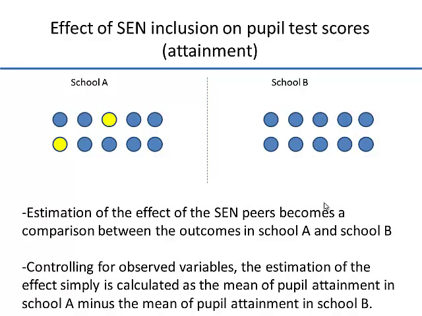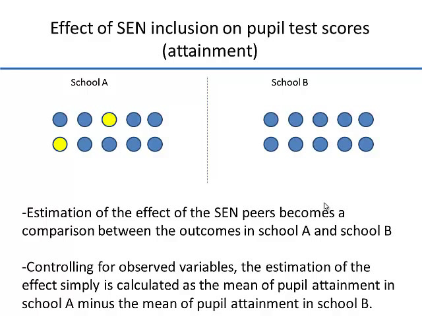And the example I've given here is quite a sort of policy issue, and it's about the inclusion of pupils with special educational needs within mainstream schools. So special educational needs is an educational data category that includes pupils with learning difficulties and physical disabilities. And an active policy debate has been around whether pupils with SEN should be included in mainstream schools. And one of the questions is what the effect of this inclusion is on other pupils.